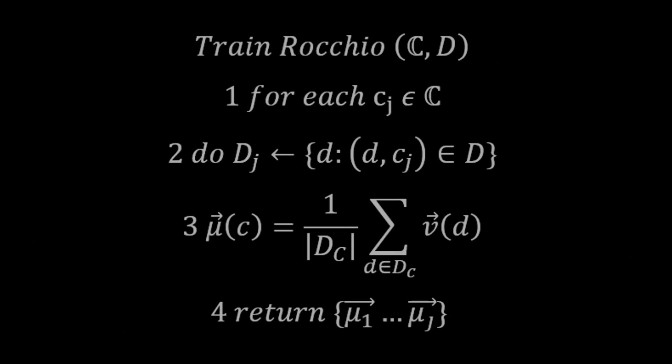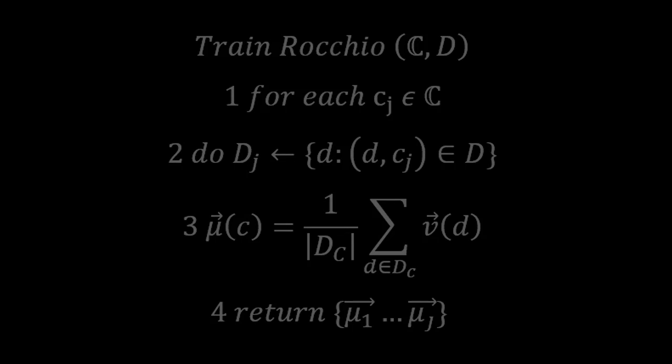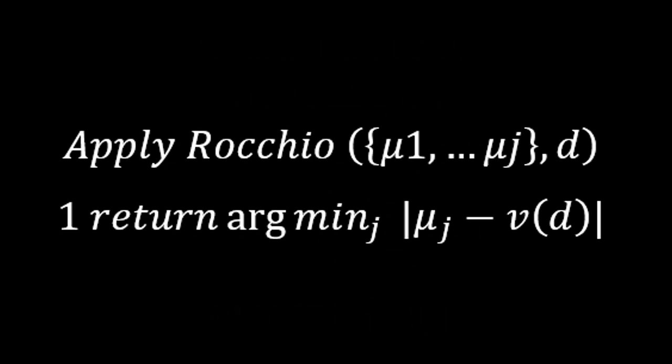Let's take a quick look at the algorithm for Rocchio classification. To train a Rocchio classifier, for each class Cj in set C, the set of all classes, assign to D all the documents in the set of training documents that are in the class Cj. Next, calculate the centroid for that class of documents by computing the vector average using the normalized vector for all documents in class J. This returns the set of centroids. When applying Rocchio, you require the set of centroids and the document. It returns the nearest centroid to the given document.